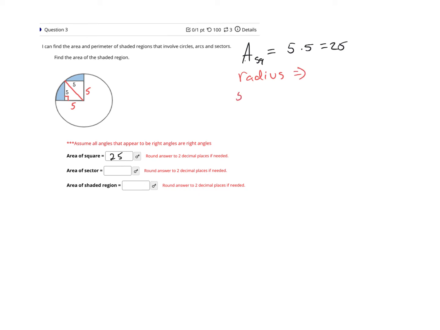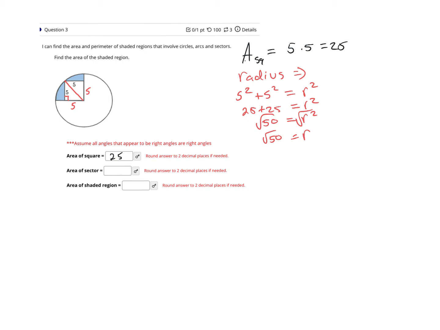So I'm going to say that 5 squared plus 5 squared is equal to the radius squared. So that will be 25 plus 25 is equal to the radius squared. So 50 is equal to the radius squared, and when I take the square root, I can get the radius is equal to the square root of 50. Now, I'm just going to leave that as the square root of 50 for now because it'll make the calculations a little bit easier in this next part.